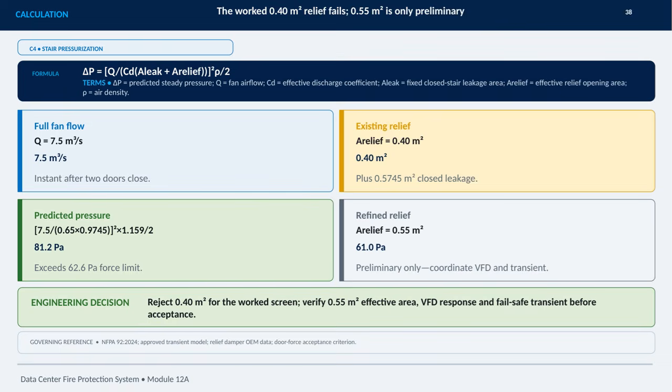Increasing the relief area to 0.55 square meters produces a preliminary calculated pressure of 61.0 pascals, which is below the force limit. However, this is not yet an acceptance result. The effective opening area must be verified, along with variable frequency drive response, and the fail-safe transient immediately after the doors close. The engineering decision is therefore to reject 0.40 square meters for this case, and coordinate the 0.55 square meter option against the approved transient model, damper manufacturer data, and NFPA 92:2024.